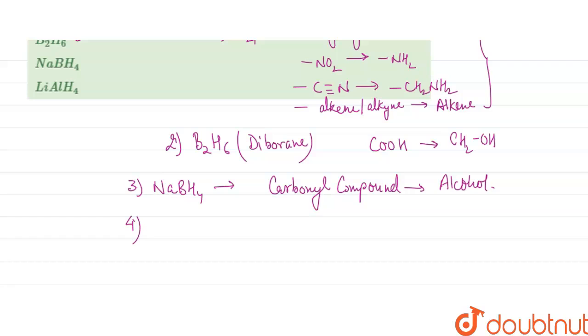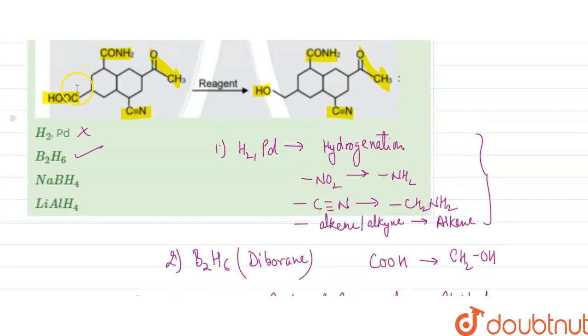Now let us see the fourth option. What is the fourth option? LiAlH4, lithium aluminium hydride. What is the use of this reagent? It can reduce the COOH group and the CN group, that is the cyanide group. It can reduce all of these groups, the carbonyl group and the amide group. So this is not our answer. This is also a wrong option. What we need is for the carboxylic group to be converted into the OH group. So the suitable answer is diborane, that is B2H6. This is our answer.